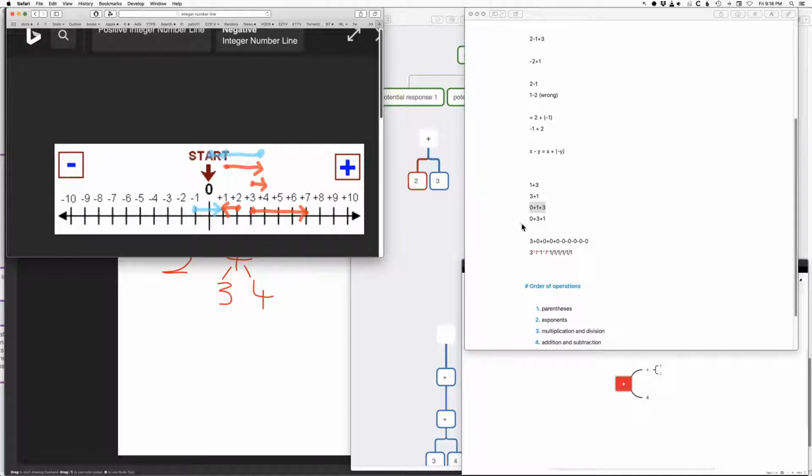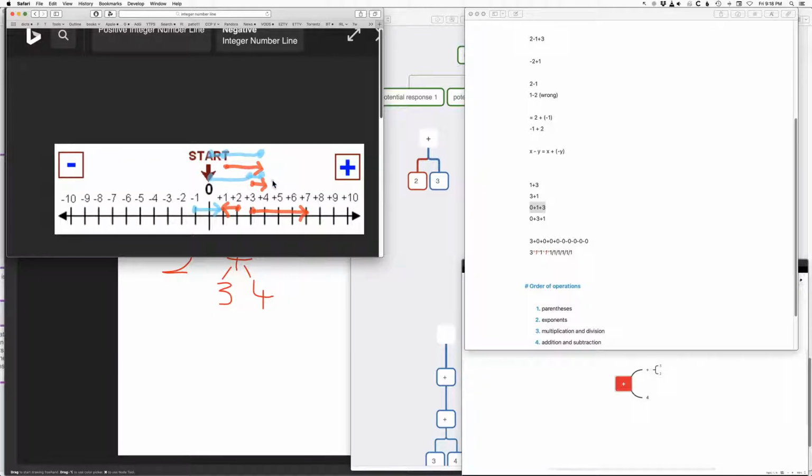And then what about 0 plus 3 plus 1? Okay, 0 plus 3 plus 1. We start at 0, then we go to the right 3 times, then we go to the right once. And we got the same answer again.